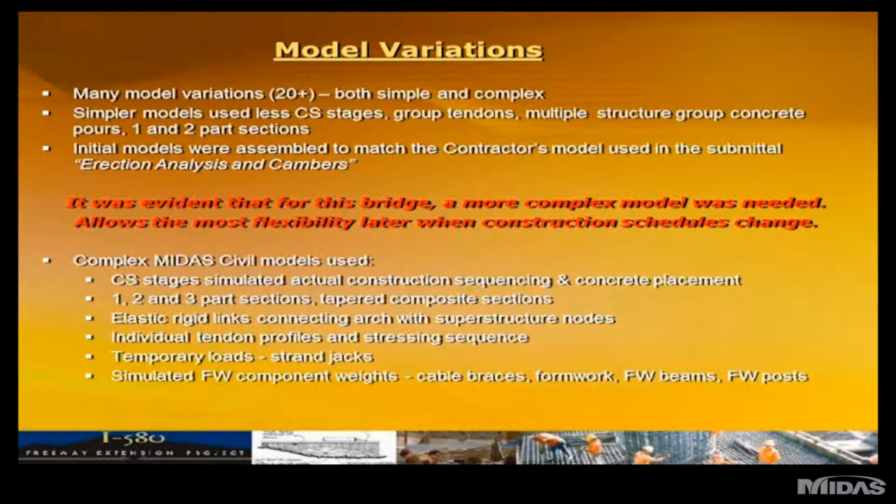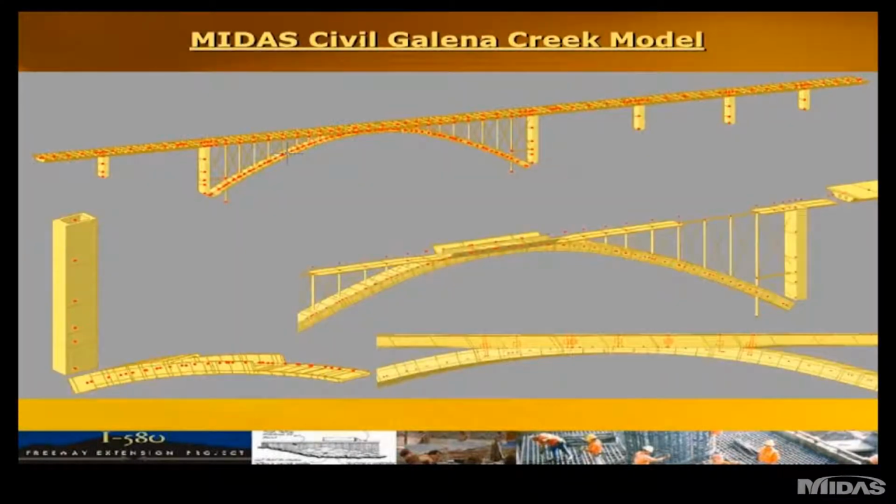I accounted for the temporary loads, the strand jacks, the exact weights that were utilized for each of these pieces of equipment, and then simulated the false work component weights on the arch rib utilizing lumped weights for formwork, false work, beams, posts, and cable bracing. Here are some typical model slides.